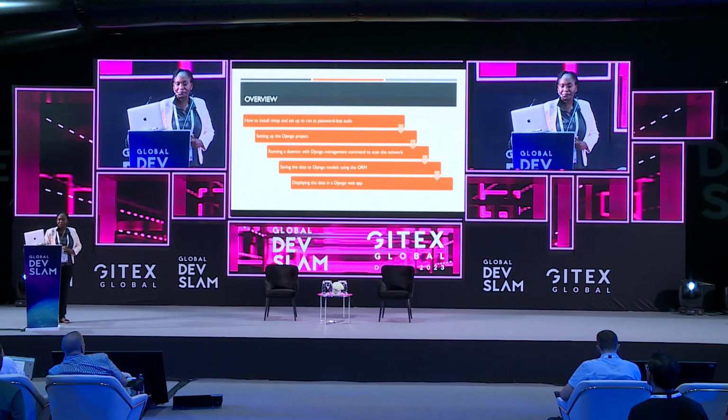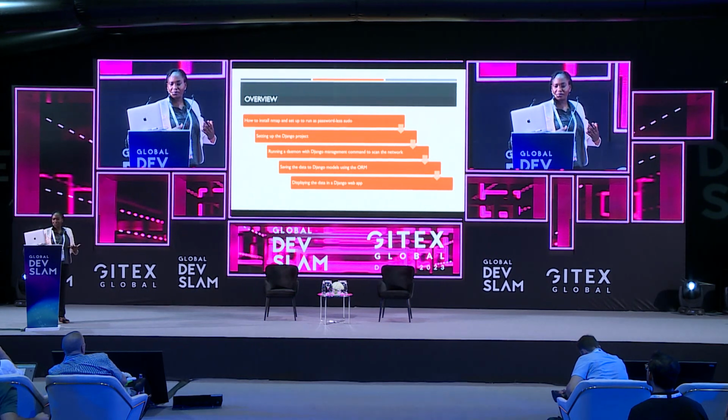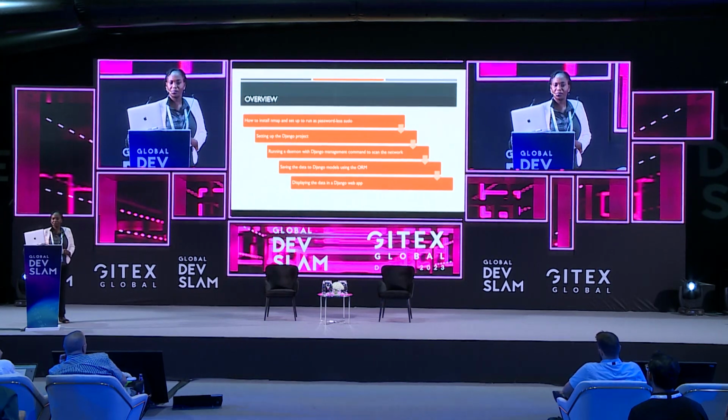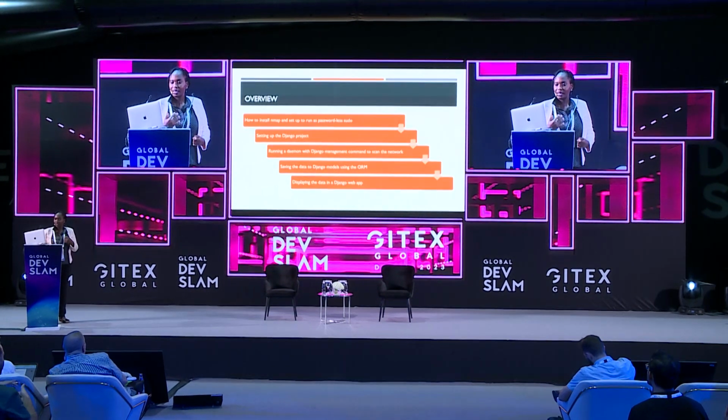So I'll be talking about how to install nmap on your local machine, then setting up your Django project, then running a daemon using Django management commands, saving the data to the database using the Django ORM, and then displaying the data in a Django web app. So my talk assumes that you already have Python 3.10 or later installed, as well as Postgres.